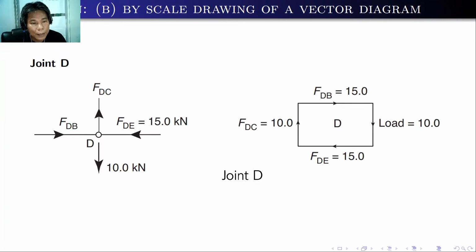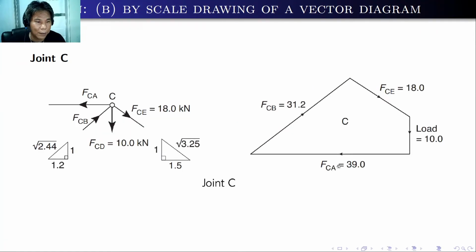Also for joint D, this is much simpler because we already have two known values. You can start with the 10 if you want, and then go in that direction for this force, and then another, because this is 15. Of course, FDC is not yet known, but you can just draw this way and draw FDB horizontally. Of course, this is a rectangular section, so the result will be the same. FDC is equal to 10, and FDB is equal to FDE, which is equal to 15.